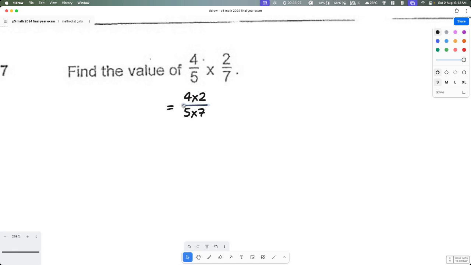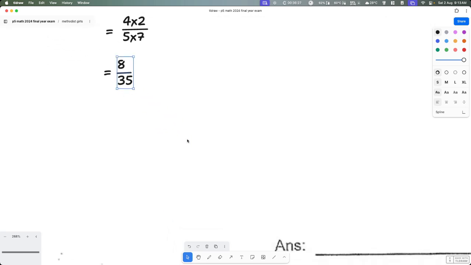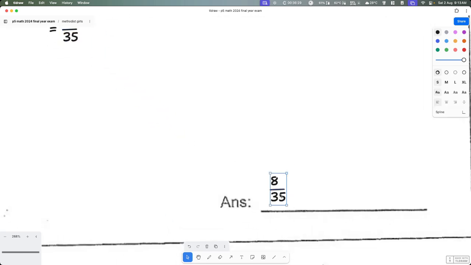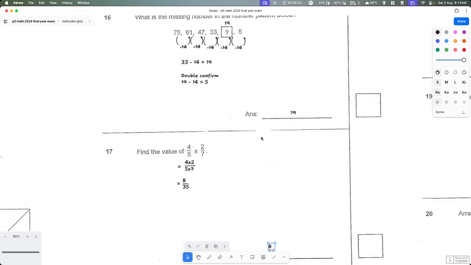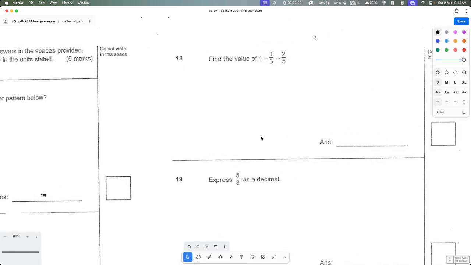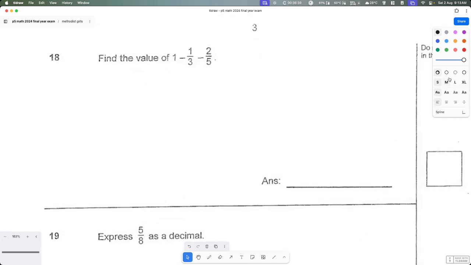From here we can just calculate. This 4 times 2 is equal to 8, and 5 times 7 is equal to 35. That's it. So 8/35, and that's the answer. You can write in the answer 8/35. All right, let's move on to the next question, question number 18.